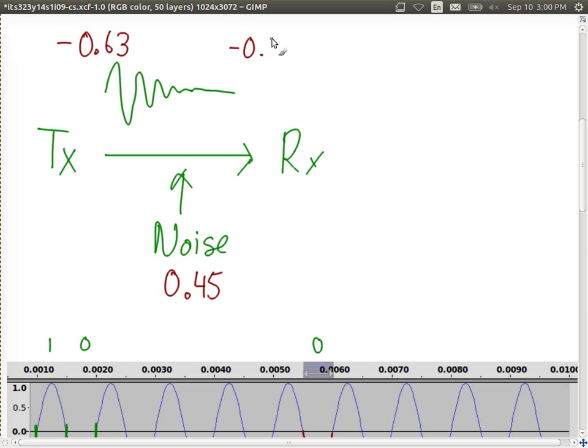Minus 0.315. Let's just keep it at two decimal places: minus 0.31. Half of minus 0.63. So we transmit a signal at this strength, minus 0.63. It attenuates. It would be received at minus 0.31, but there's also noise. So we add in the noise of 0.45. So the ultimate received signal is the attenuated signal plus the noise. Add those two numbers together. What do you get as an average value?